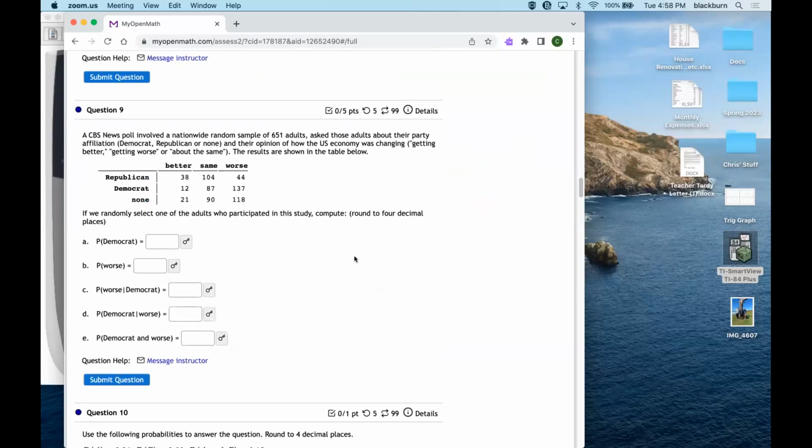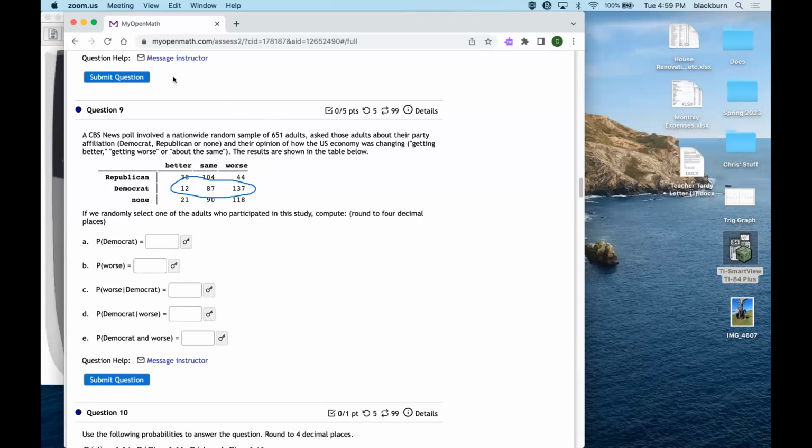All right, so let's look at this one. A CBS News poll involving a nationwide random sample of 651 adults asked those adults about their party affiliation and their opinion of how the US economy was changing: getting better, getting worse, or about the same. The results are shown in the table below. Okay, so for the probability that one randomly selected person in this is a Democrat, we'd have to add up those three values and divide by 651.